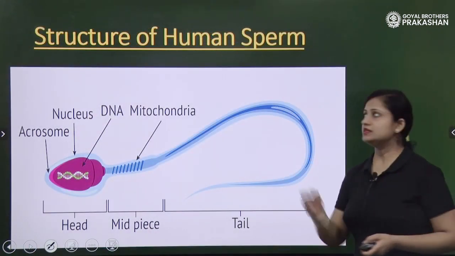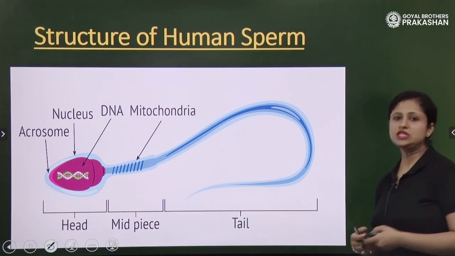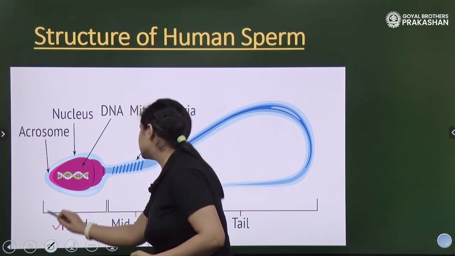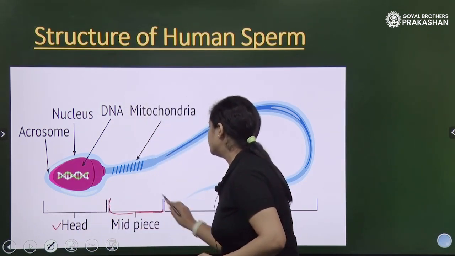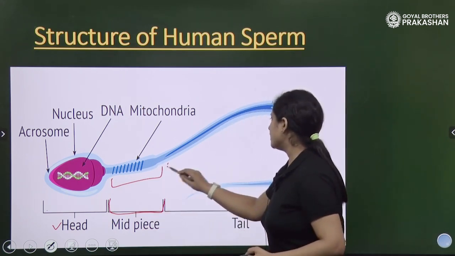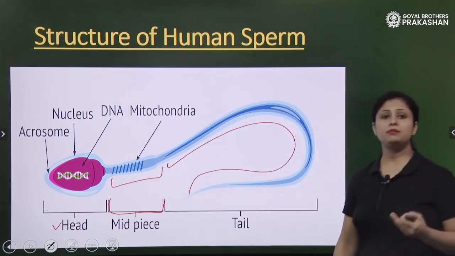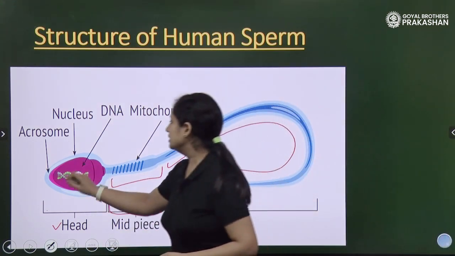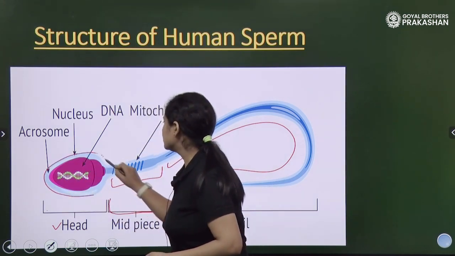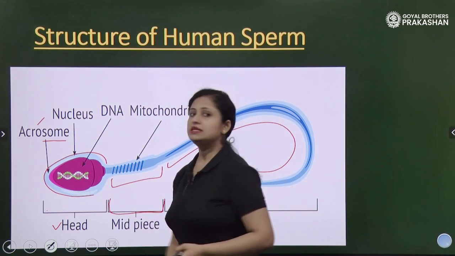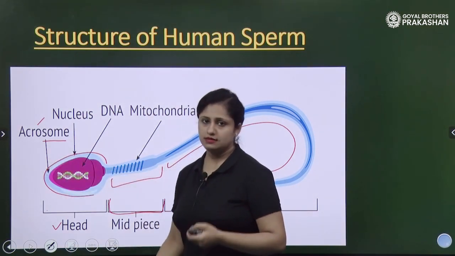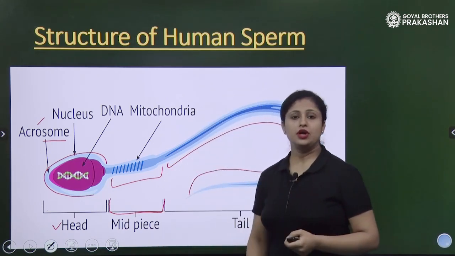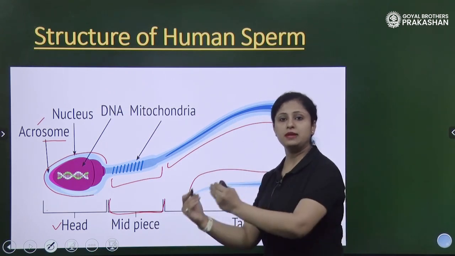Now, let's see the structure of human sperm. So, human sperm has mainly 3 parts. Number 1 is head part. This is the head part. This is the midpiece. And from here to here, this is the tail part. So, this head part consists of the outer covering, that is acrosome. Acrosome contains some enzymes. Those enzymes are responsible to dissolve the outer covering of the human female egg cell.